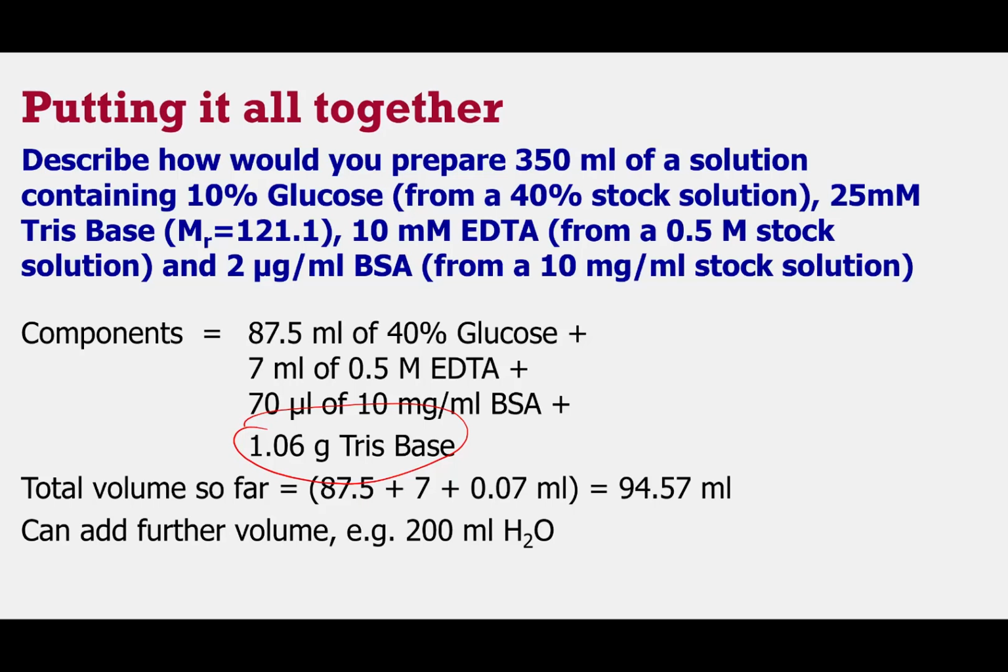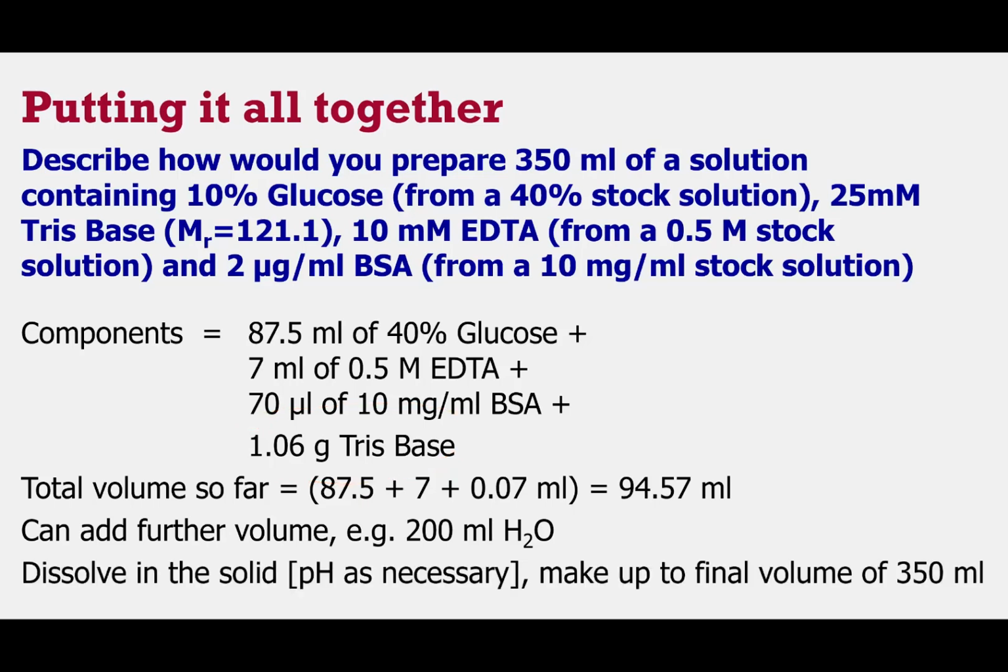If we're just going to now make up the volume to 350 mils, then all we need to do is add the solids to our 95 mils plus our 200 mils of water, and then eventually, once the solid has been dissolved, as I say, pH is necessary, although we're not discussing that in the current video, then we make up the final volume accurately to 350 mils. And then I can be confident I've got the right volume at the right concentrations for all my various components.